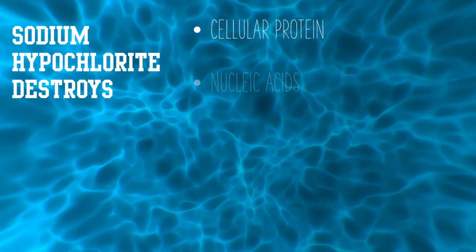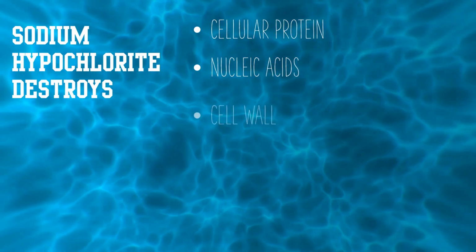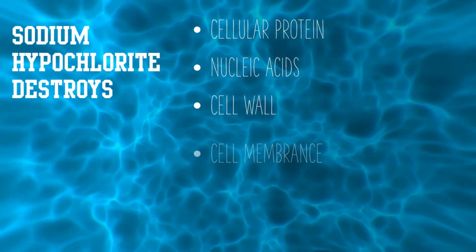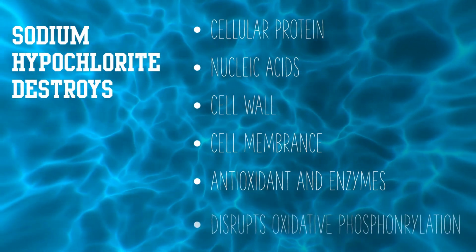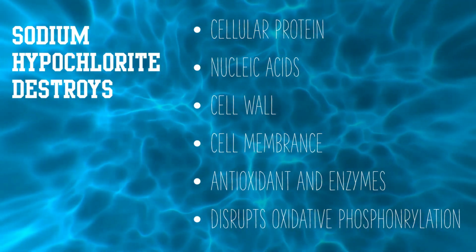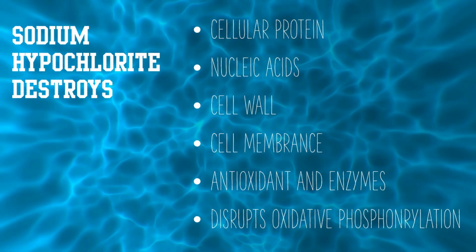Sodium hypochlorite destroys cellular protein, nucleic acid, cell wall, cell membrane, antioxidant and enzymes, and it also disrupts the oxidative phosphorylation mechanism, which is responsible for the preparation of ATP. If the cell cannot prepare the ATP, then the cell eventually dies.